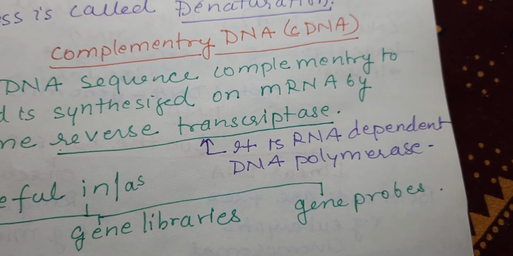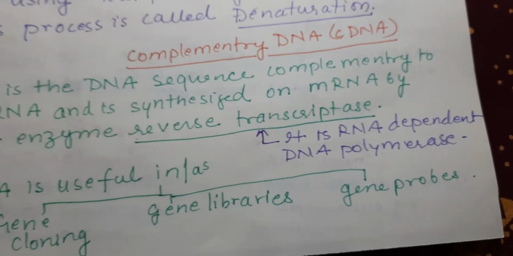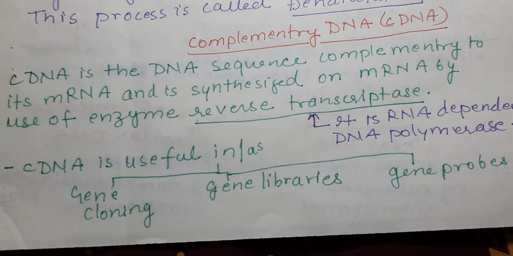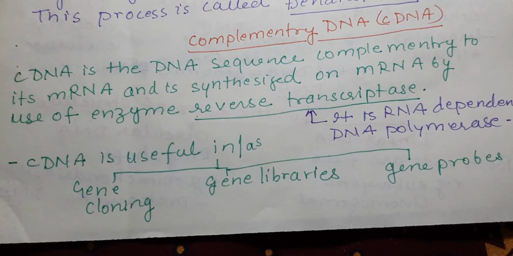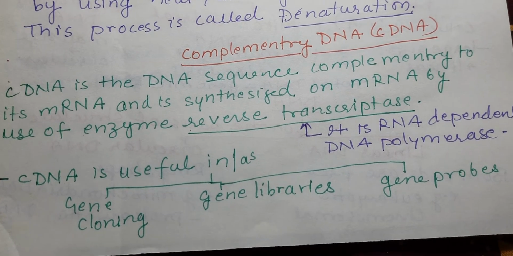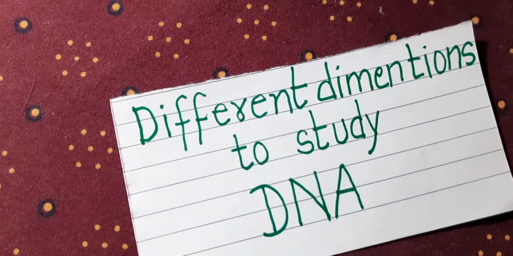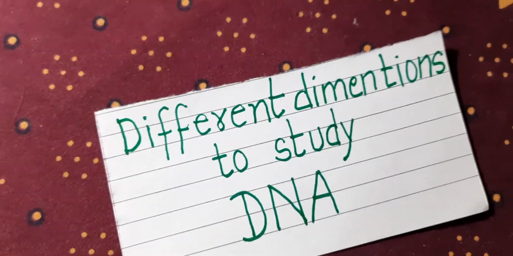This reverse transcriptase is RNA dependent DNA polymerase, and cDNA is useful. We create cDNA libraries. It is usually used in cloning. It is also used as probe. So there are various uses of cDNA. Okay.